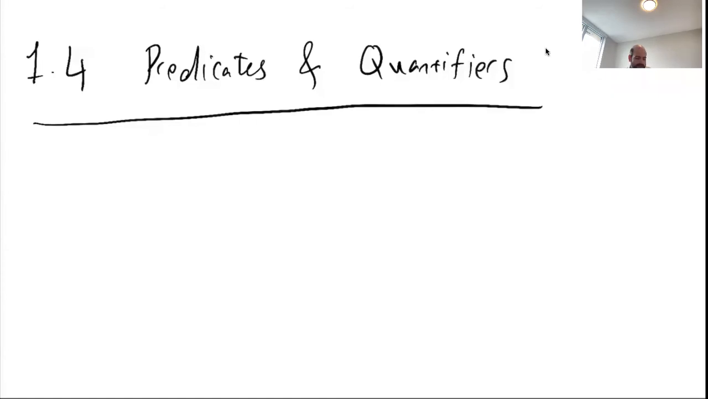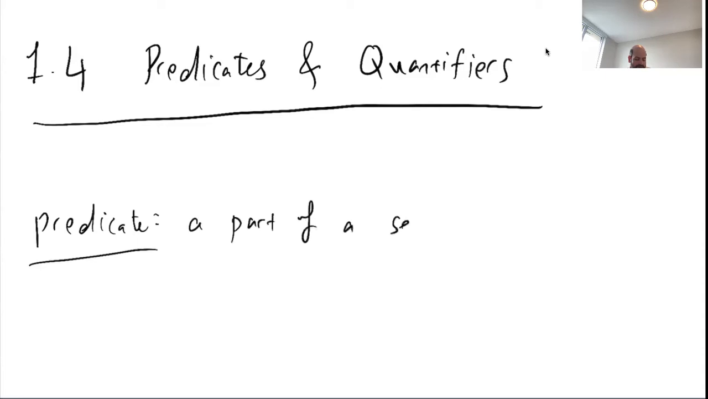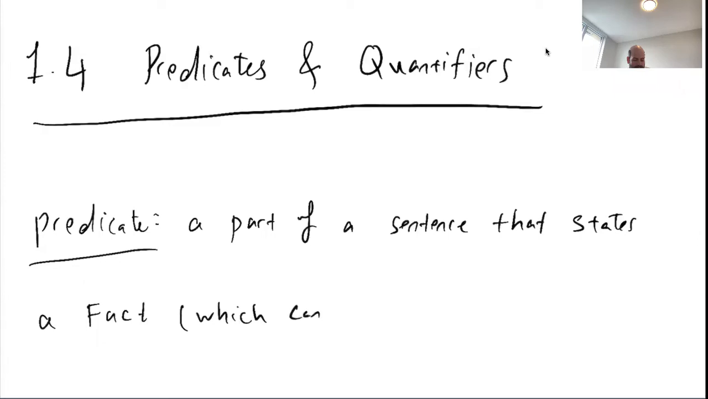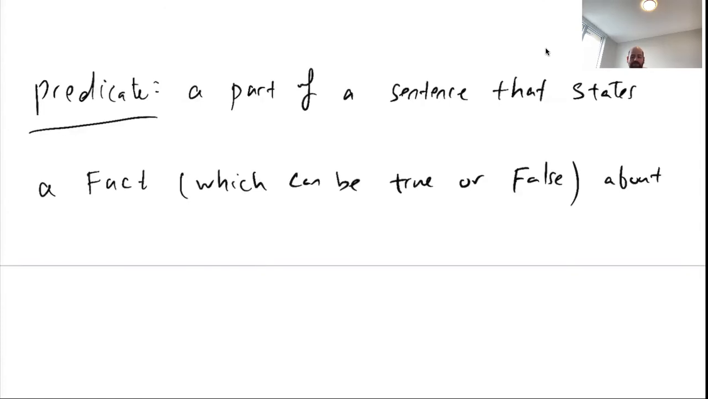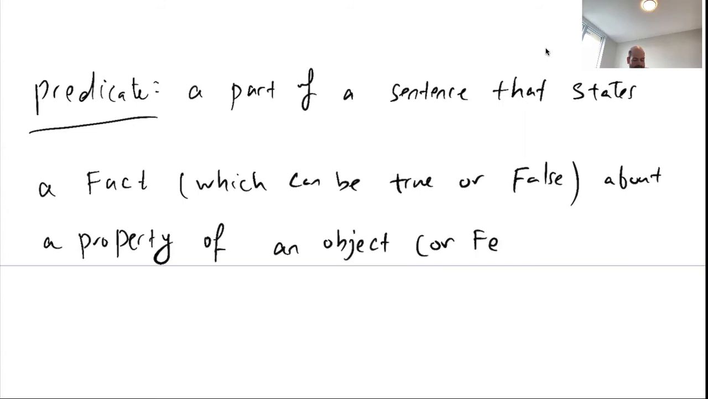Okay, so what is a predicate? A predicate is basically a part of a sentence that states a fact which can be true or false about a property of an object or a few objects.